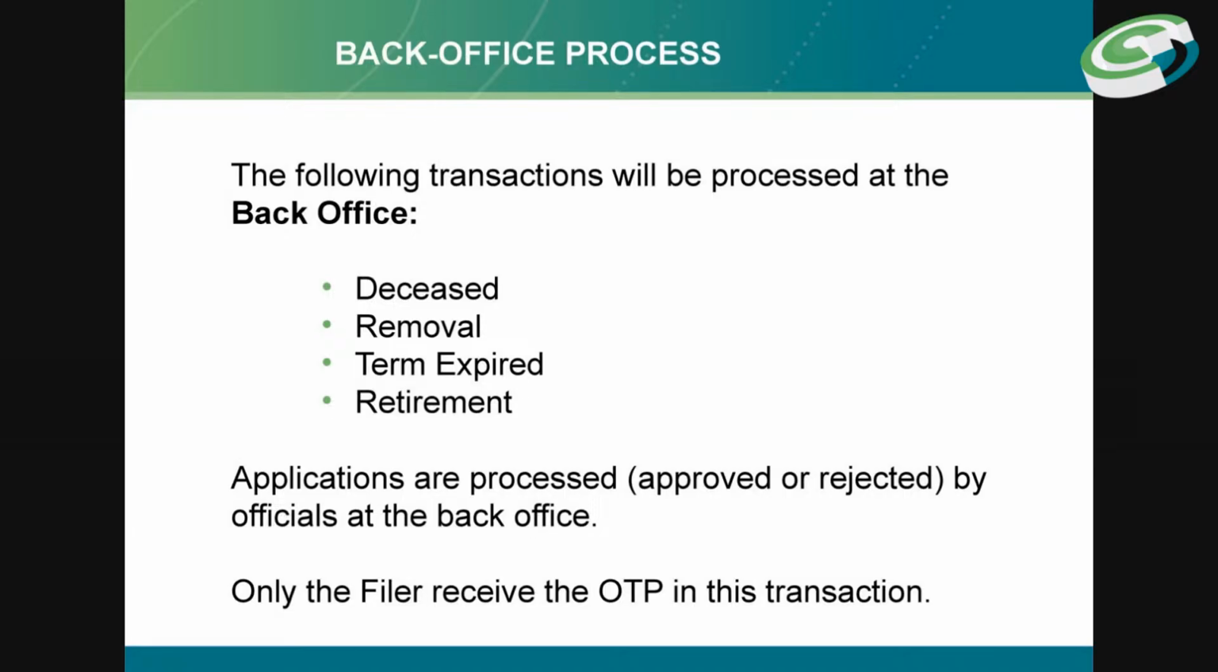Then we will move over to the next slide, where we have the second process, which is for the back office. In this back office process, whenever the person is deceased, the application will go to the back office, or maybe the director is being removed, or the term has expired, or it's a retirement. All these transactions will go to the back office for processing. The supporting documents will also be required here, but the OTP in this process will only go to the filer, because he's the one who filed the application, and he will receive the OTP to confirm that this filing is legitimate. From there, the system will automatically channel the application to the back office queue so that it can be processed there.